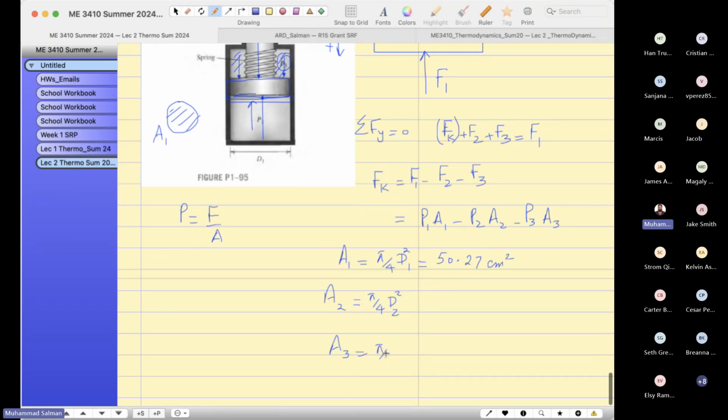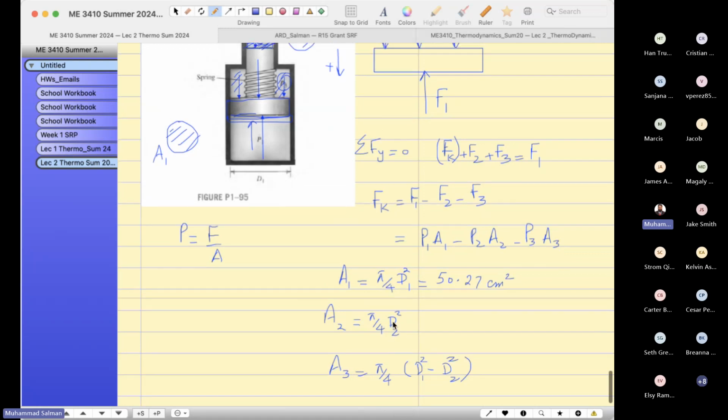Area 3 would be pi by 4 d1 square minus d2 square. If you agree with me, please type in yes, and then I will explain further.